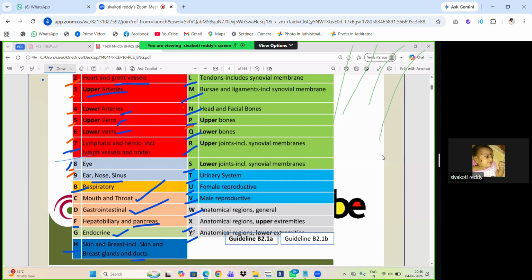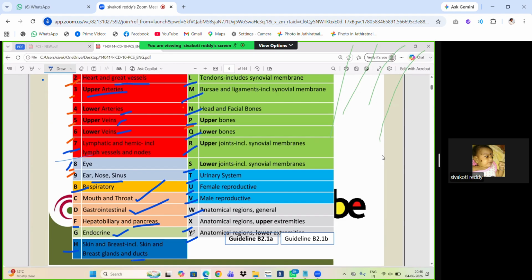Here, do not confuse, guys. A lot of people get confused here. Suppose they give a specific bone or joint name in the extremities, hands and legs. We need to go with upper bones or lower bones, upper joints or lower joints. Do not take upper extremity, lower extremity. Suppose they give elbow. Elbow comes under upper extremity, so I will take upper extremity. Don't do that. Elbow means you need to go with joint only, clearly.